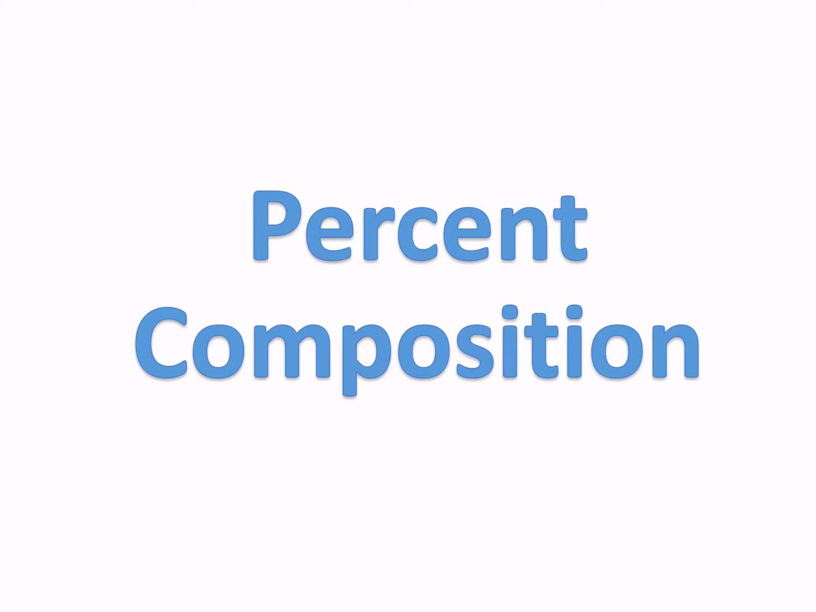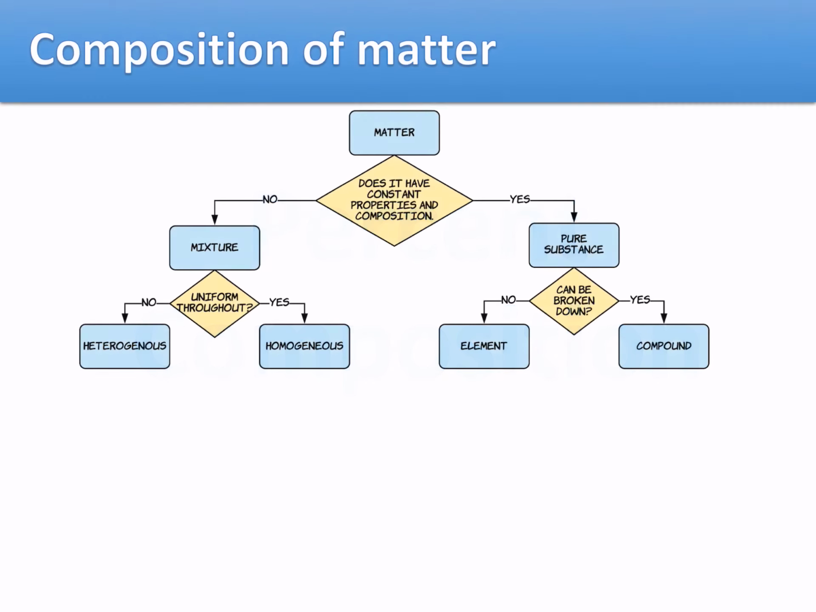Today's lecture is about percent composition, or how you can express how much of an element is present in a particular compound. So let's begin by reviewing something that we know, and that is how we can classify matter according to composition. The first thing to think about is, what about the properties and the composition of that particular substance? Does it change?